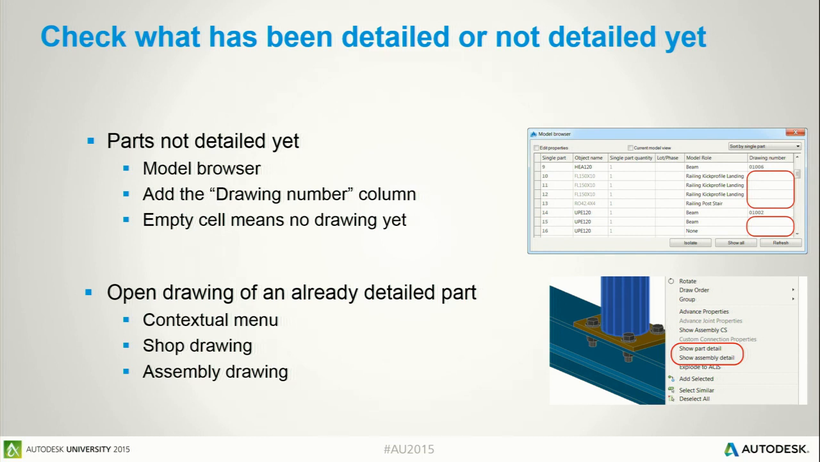Okay? An easy way to open the drawing for a specific part, you select the part, right-click, and if the drawing is already created, you can directly open the single part drawing of this part or the assembly drawing of this part.